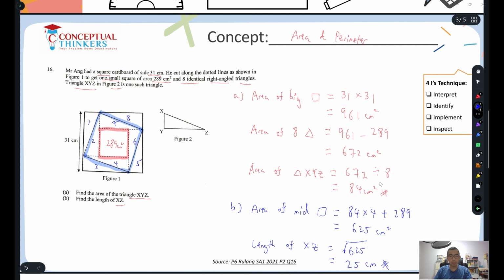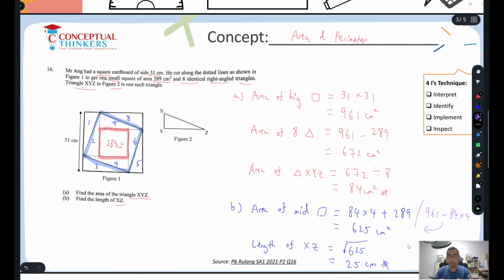Now for area and perimeter, it may not be so easy to actually do the inspection by doing an alternative method or a reverse calculation. So one way is I will try with a different step. So for part B, for example, I can actually try using the area of the big square, which is 961, and minus away 4 triangles. So this again will lead to this.